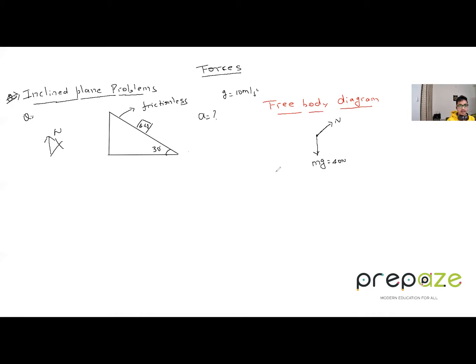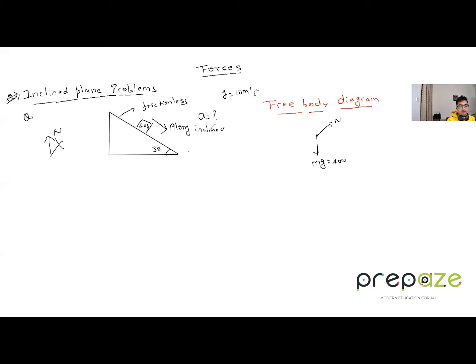Very good. Now, where can the object move? That's the question. Where will the object go? Obviously, it will go along the incline only, right? It will move only along the inclined plane. It cannot go upward or anywhere else. If you keep something on an inclined plane, it will basically go down along the inclined plane only.